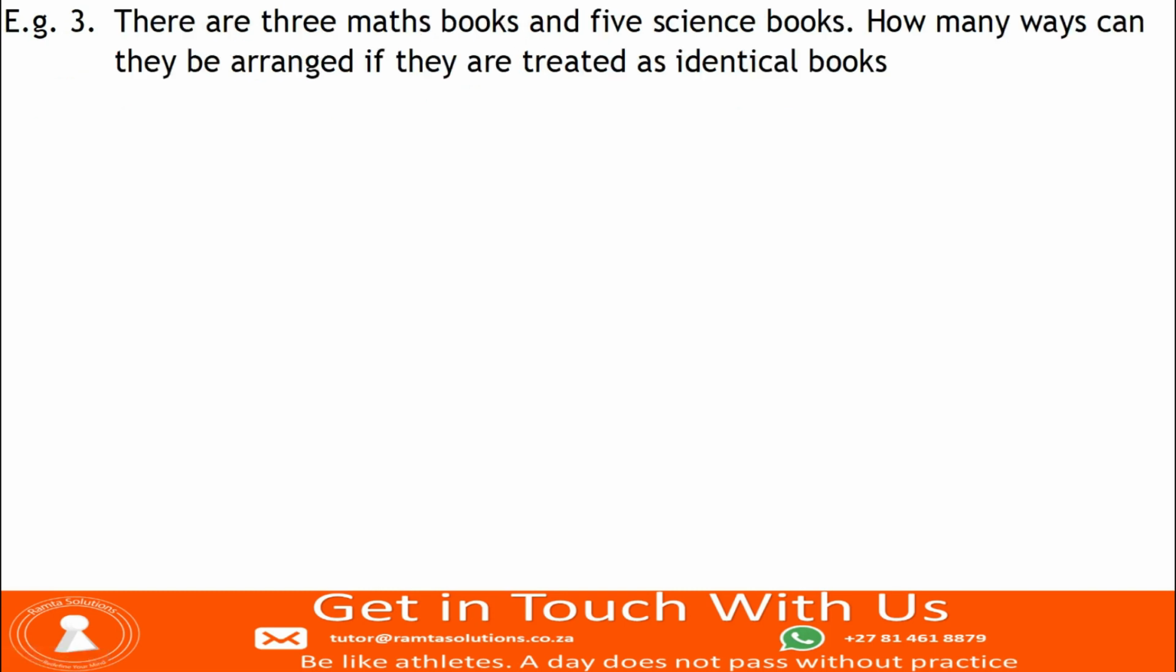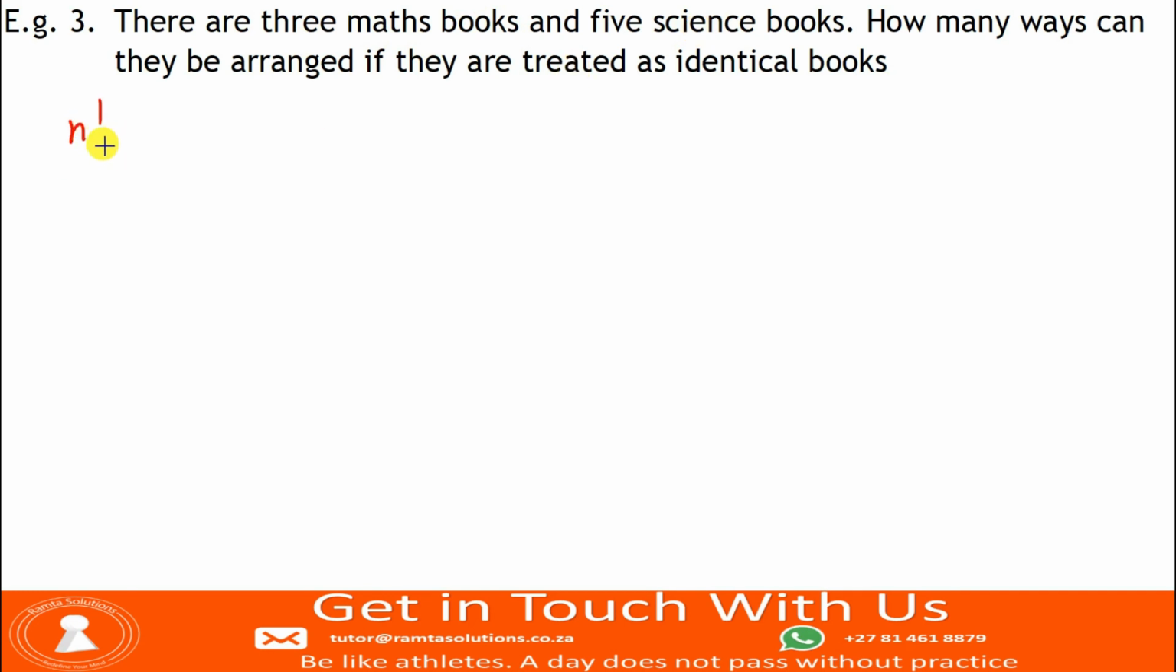Number 3, they say there are 3 maths textbooks and 5 science textbooks. How many ways can they be arranged if they are treated as identical? So you have the maths textbook that all of you are using in class. We want to know how many ways we can arrange them. In total, it's 3 plus 5, so we have 8 books.